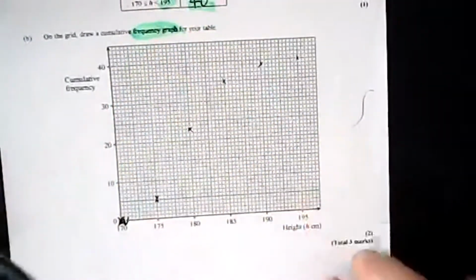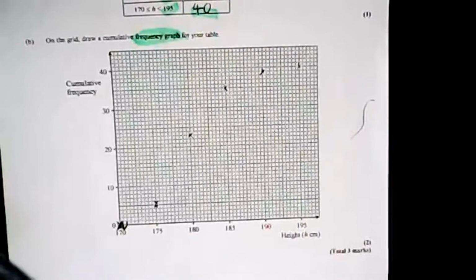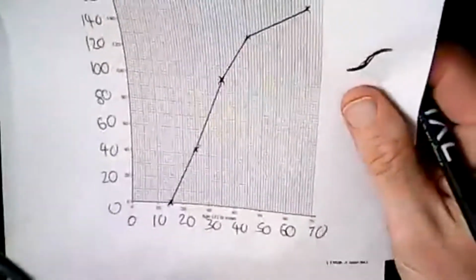Polygon. If it says curve, we need to do it in a curve shape. If it says frequency graph, you can decide. I did a polygon yesterday, and here's my graph of yesterday, polygon. So I'm going to do a curve today. Now, a little tip: when you're doing the curve, you should always use a pencil to start with.